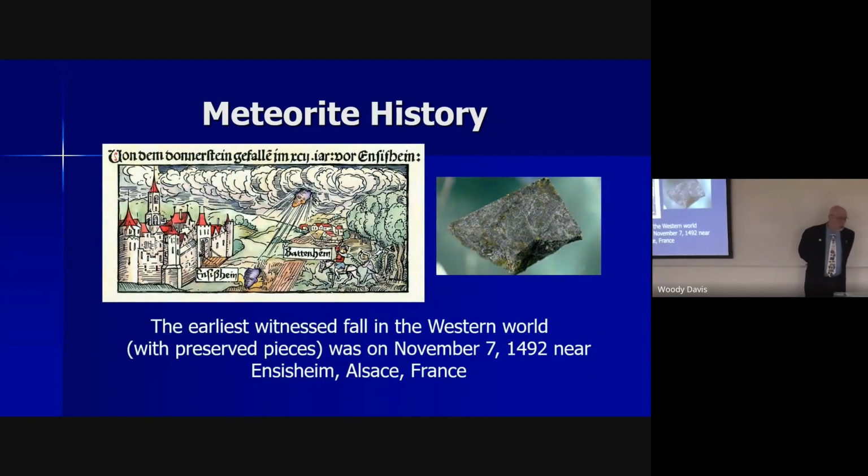Now, the earliest witnessed fall in what we call the Western world with preserved pieces was in 1492 in Alsace, a place called Ensisheim. Got a small piece of that here as well. And that was a stony meteorite, by the way.